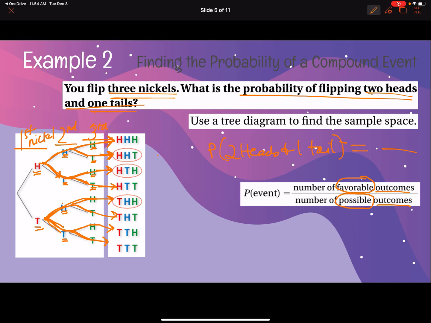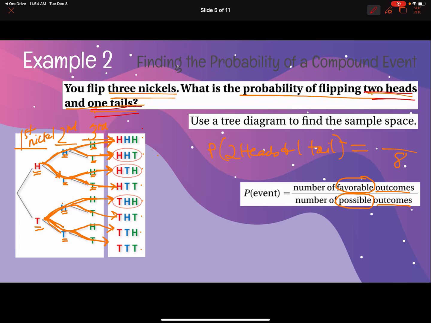So over here, I can count these up. 1, 2, 3, 4, 5, 6, 7, 8. So I have 8 possible outcomes for flipping these 3 coins. Now, if I want the favorable outcomes, those are the ones where we have 2 heads and 1 tail. I'm going to list only 2 heads and 1 tail.